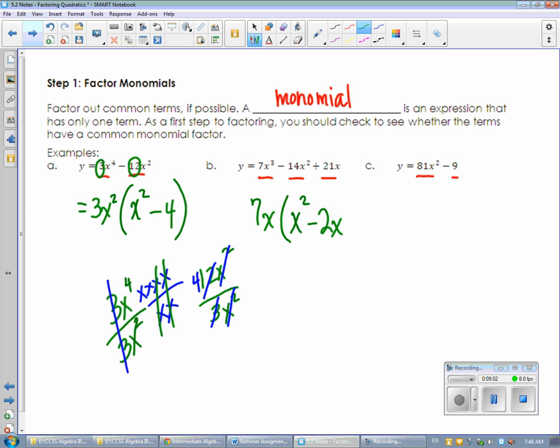And then if I've got 21x and I want to divide out a 7x, I know I'm just going to be left with 3 because the x's are going to cancel. In the last expression, the only thing I can pull out is a 9. And when I do that, I'm left with 9x squared minus 1. And again, we do want to be able to see if those expressions that are left within my parentheses can be factored any further. And in some cases, they can.